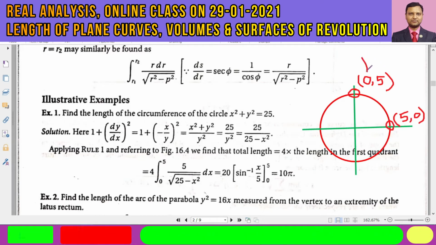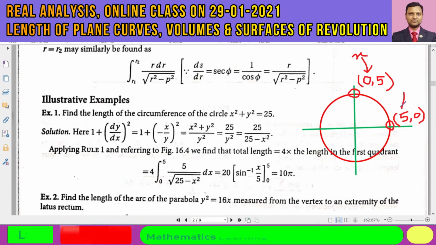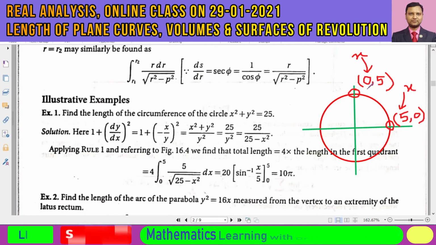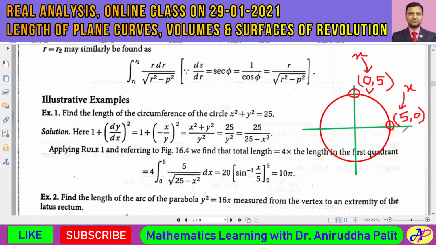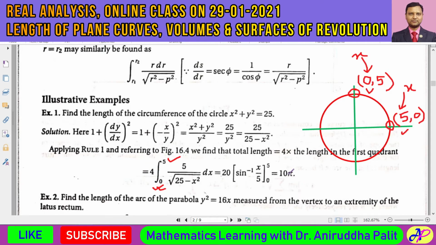And at this first end point, what is x? x is equal to 0. And at this last end point, what is x? x is equal to 5. That's why the lower limit of x would be 0 and the upper limit would be 5. So over here, from 0 to 5, we get this integral. And here we just multiply it by 4, because ultimately we need to multiply the total length by 4. That's why we have this 4 over here.